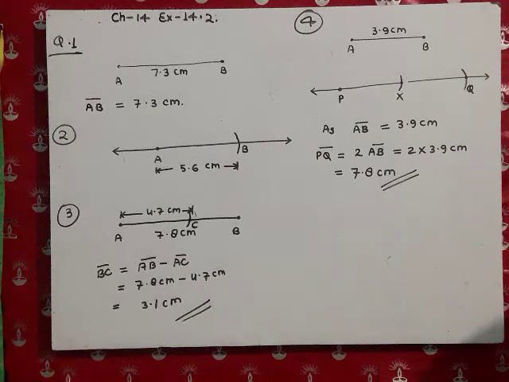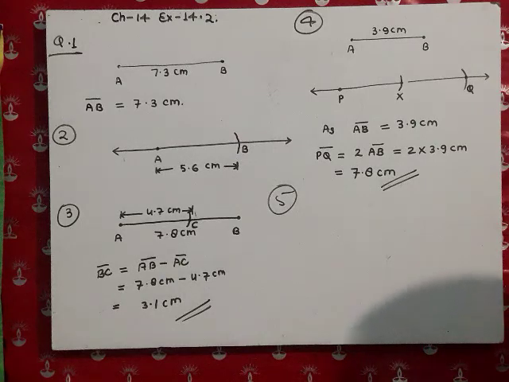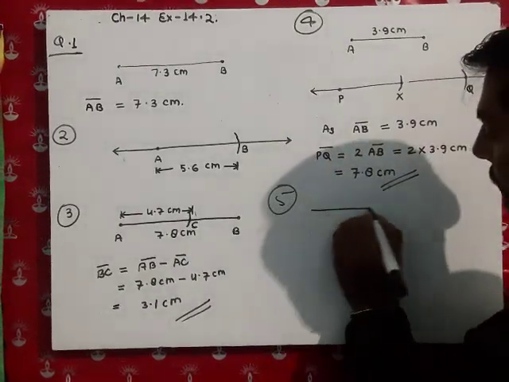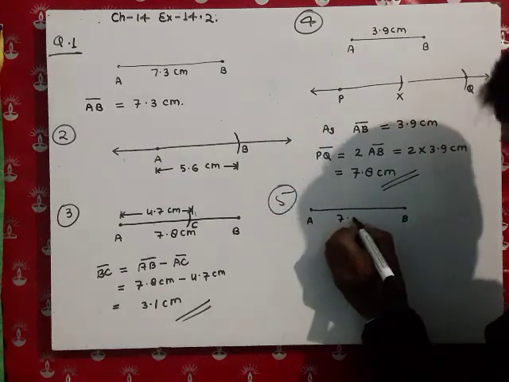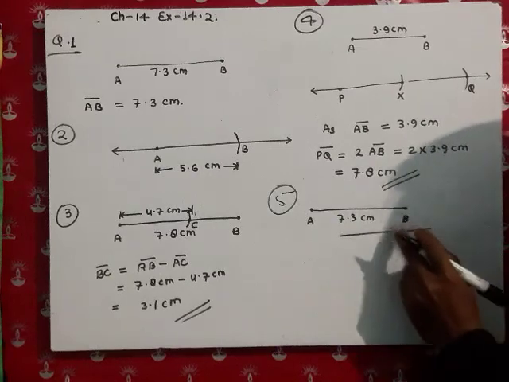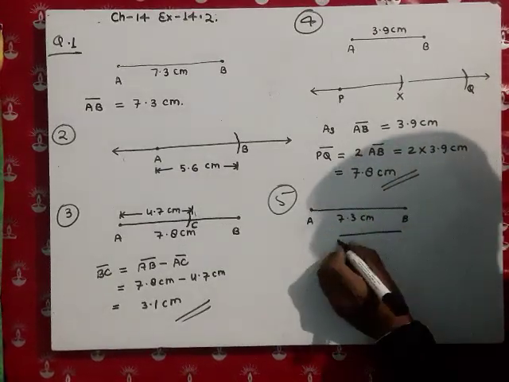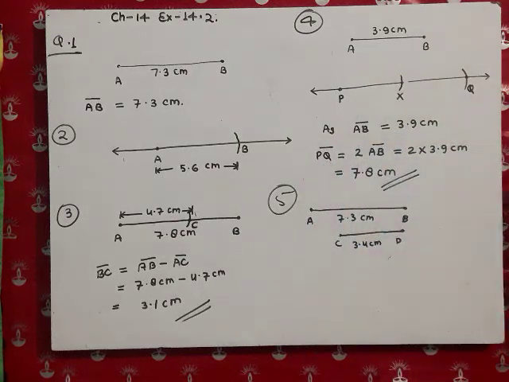Now going to the last question. Question number 5. Here it is given: given AB of length 7.3 centimeter and CD of length 3.4 centimeter. So here one line segment AB is given that is 7.3 centimeter, and another line segment is given, this is CD, and this CD is only 3.4 centimeter.